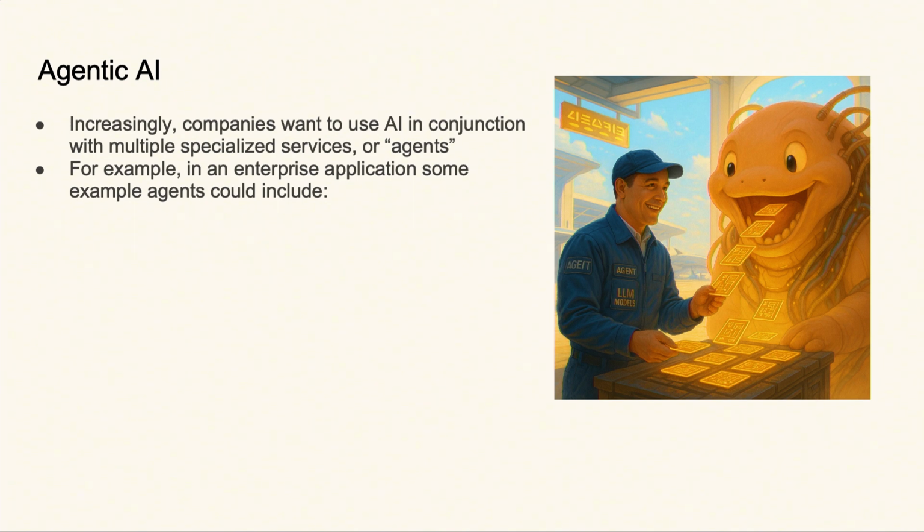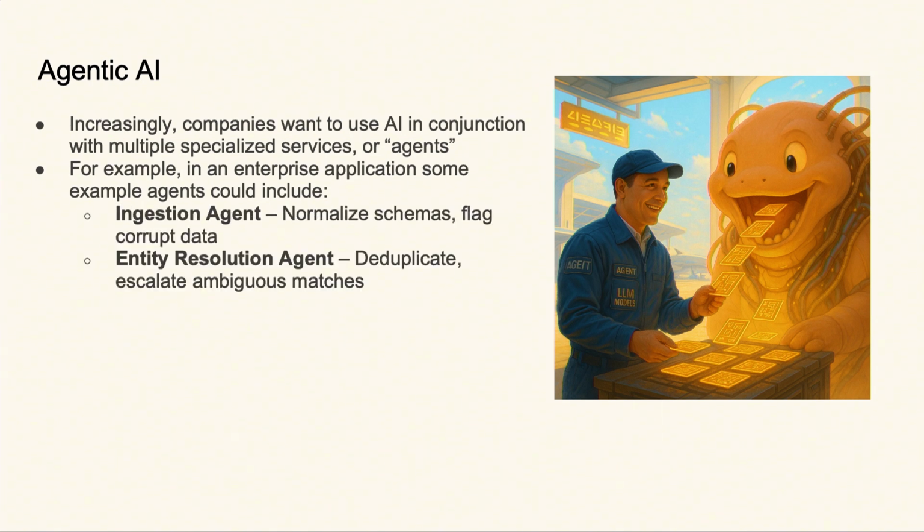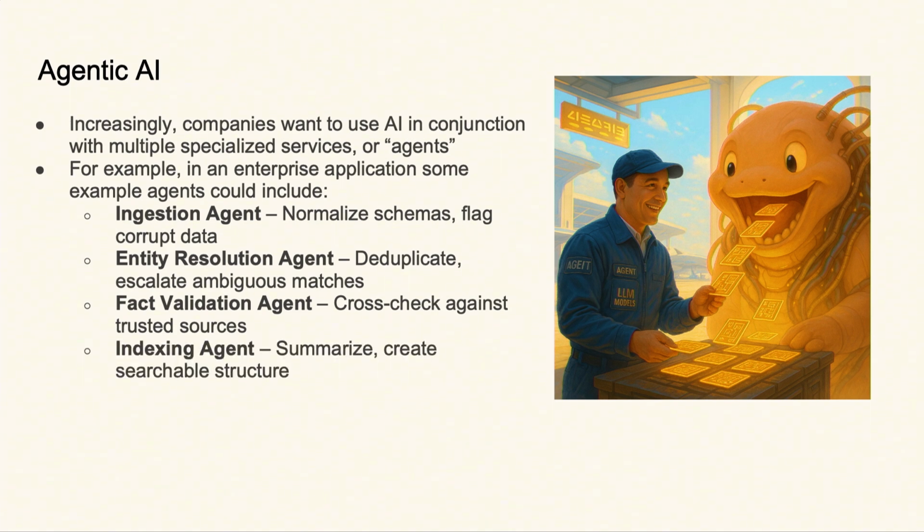You might have an agent that knows how to generate code. You might have an agent that knows how to do a search on the internet for some piece of information. So you've got this collection of agents, and increasingly the way that we think about building AI applications is by composing these agents together. So agents are going to do things like ingest data, normalize schemas, do entity resolution, do fact validation, do some kind of indexing of the data, or they might directly invoke some LLM.